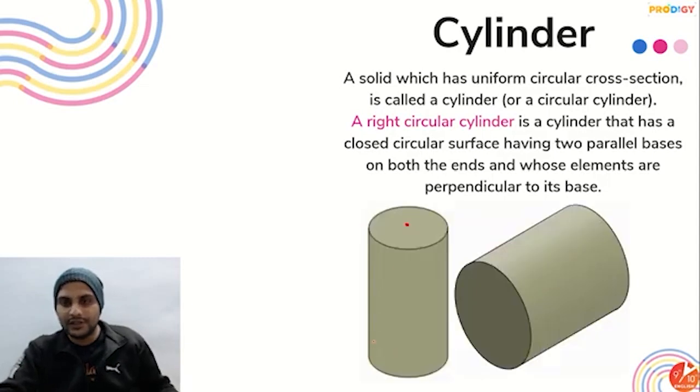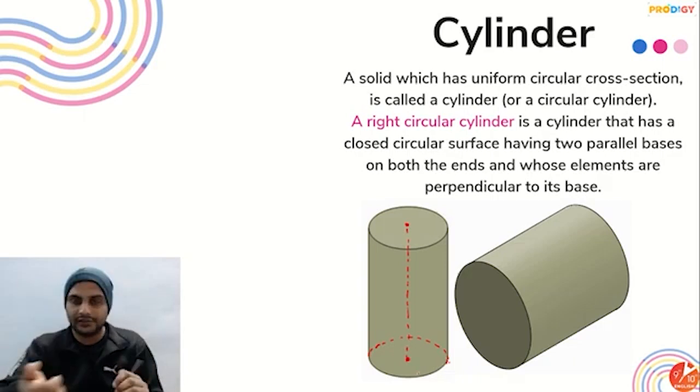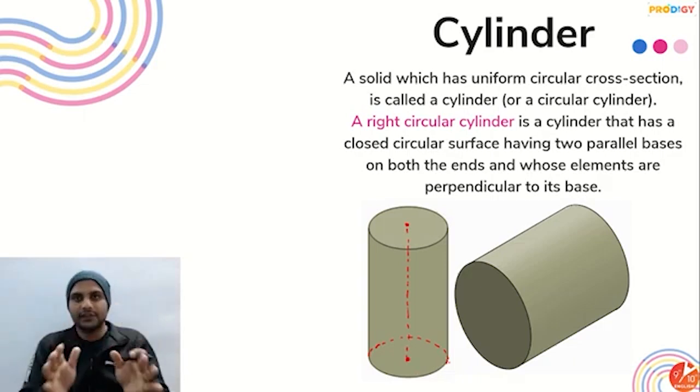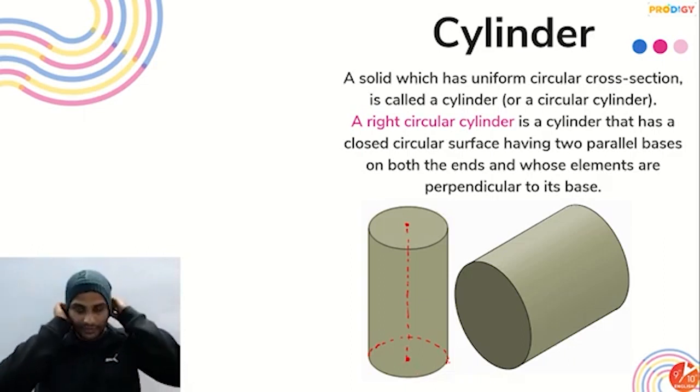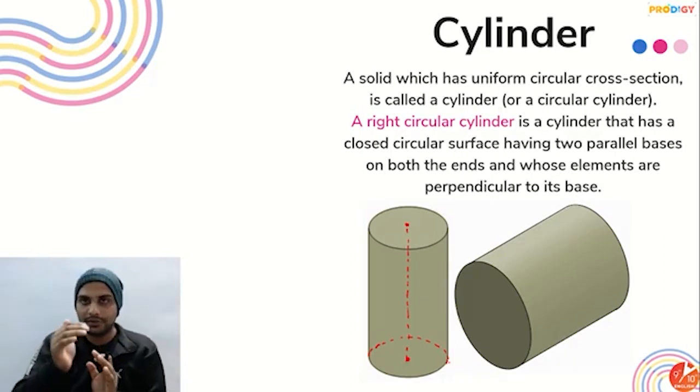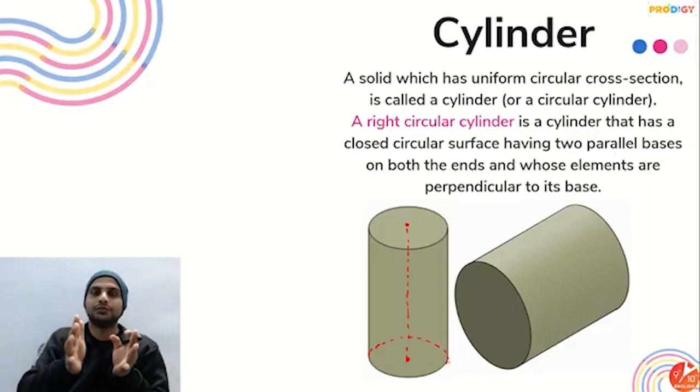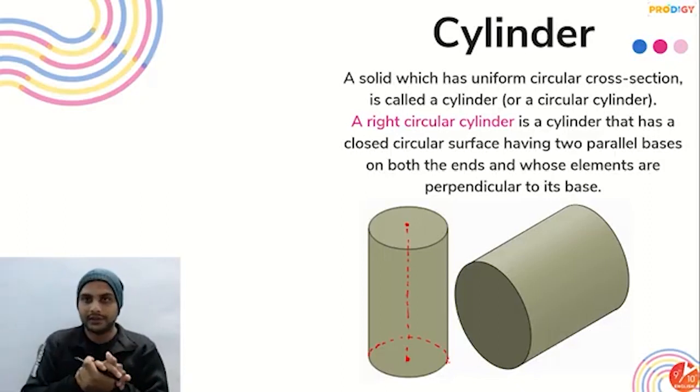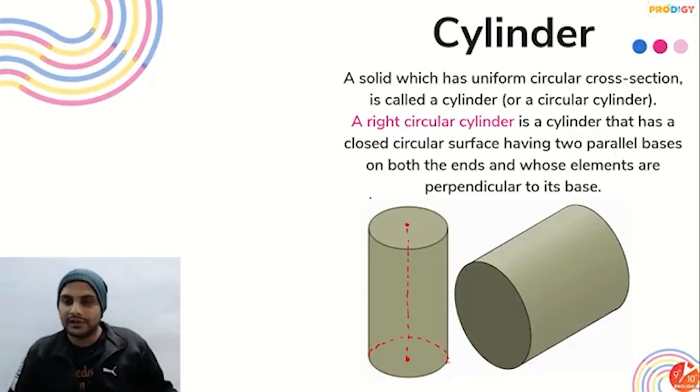So when we are talking about cylinder, whenever in your exam also, when you see a cylinder, you don't have to ask yourself whether it is a right circular cylinder or not. We will be talking about right circular cylinder only. So now onwards, when I say cylinder, assume it is a right circular cylinder only. Okay, so this is how a cylinder looks like.